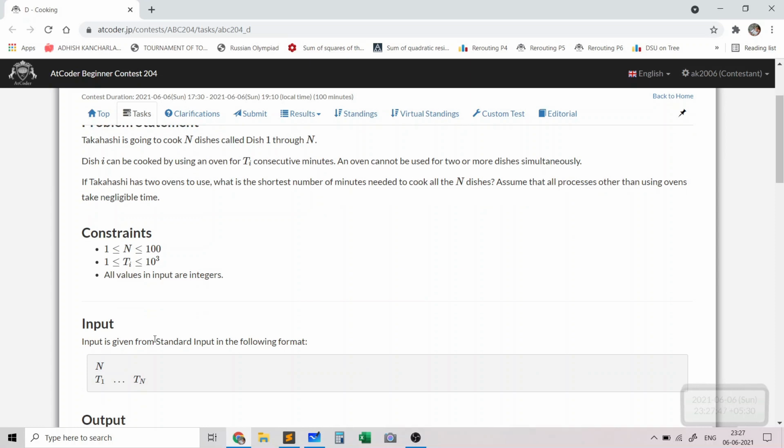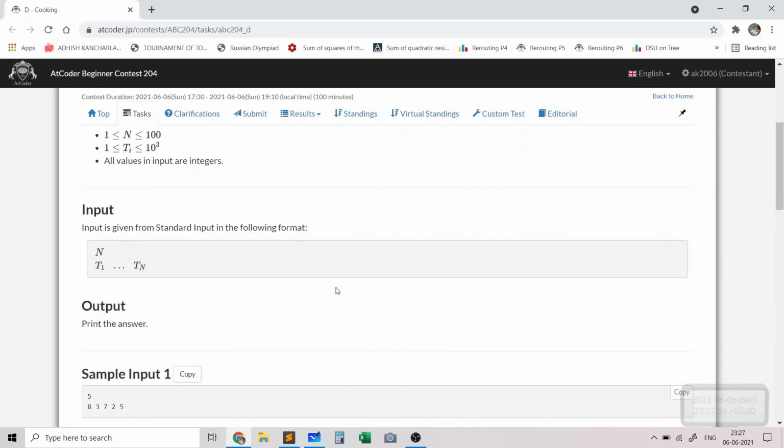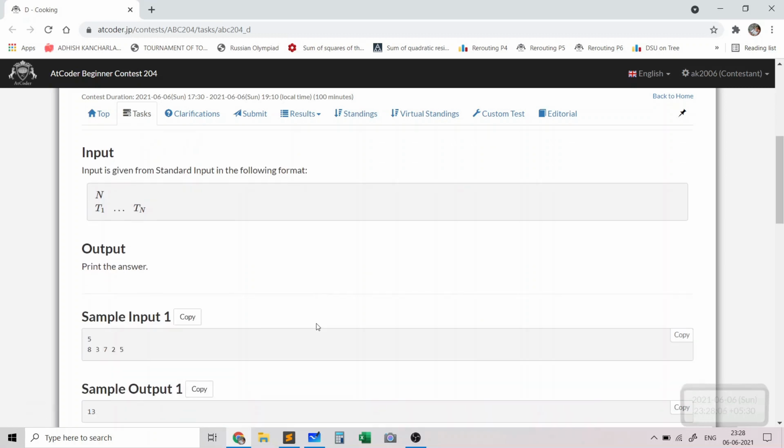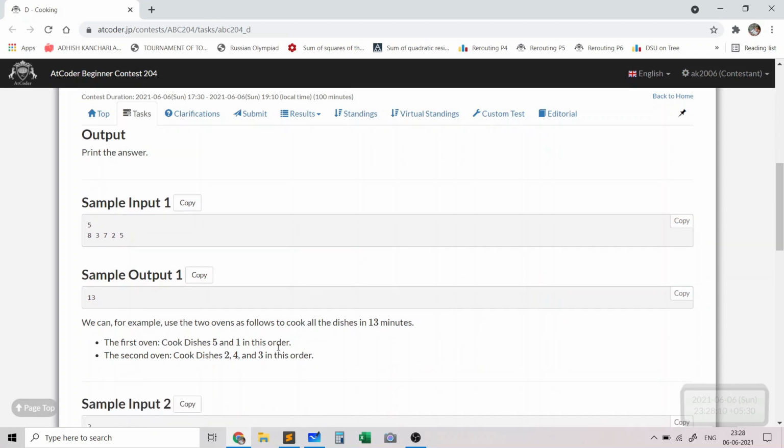So we are given the integer N and the times required to cook each dish. Let's look at the first sample test case. We are given 5 dishes, and it requires 8 minutes, 3 minutes, 7 minutes, 2 minutes and 5 minutes to cook each of those 5 dishes respectively. The answer in this test case would be 13. The first oven would cook dishes 1 and 5 or 5 and 1, and then the second oven would cook dishes 2, 4 and 3.